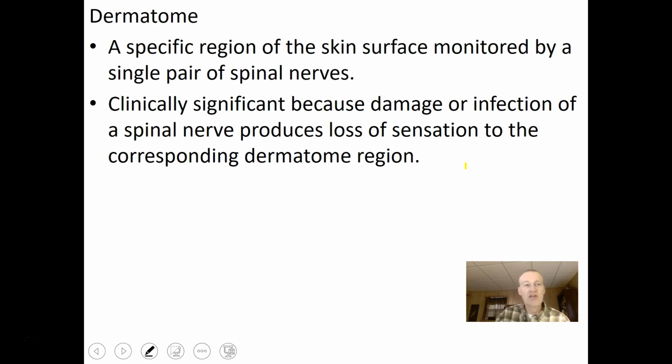Switching gears one more time, I want to talk about dermatomes with you. A dermatome is a specific region of skin, or your skin surface, that's monitored by a single pair of spinal nerves. And this has clinical significance because damage or infection to that particular spinal nerve servicing that particular skin region will cause the loss of sensation to that whole dermatome region.